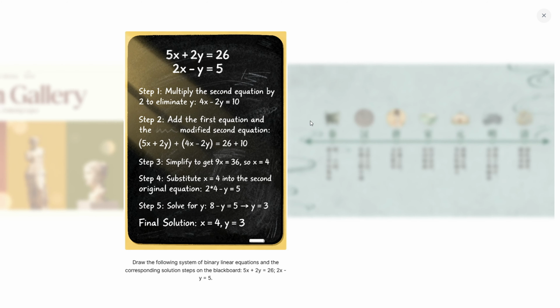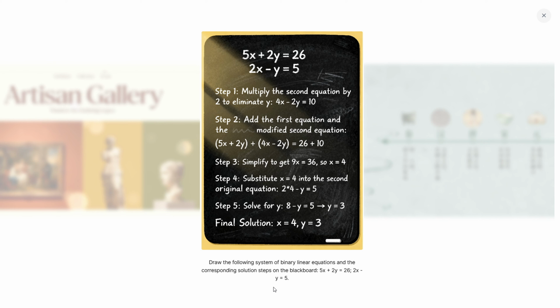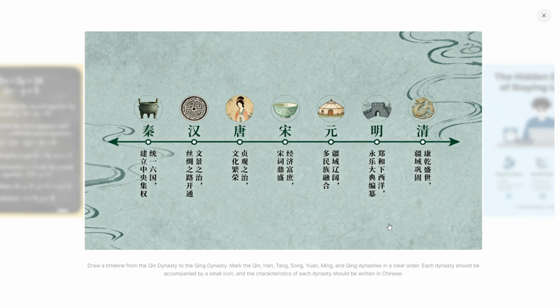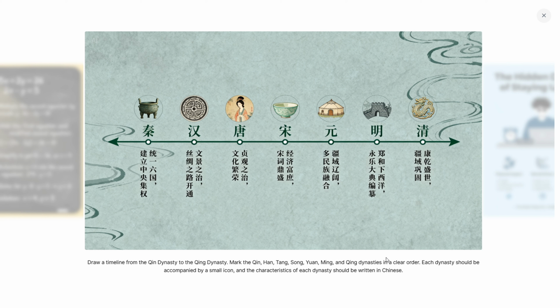Another image we have is this: draw the following system of binary linear equations. The equation in the prompt you can see right now, and it generated perfectly a step-by-step method like a school board. So yeah, you can use it in the future if you want to teach and explain it in a visual way. And another image we have is this Chinese text. I am not a very experienced guy in Chinese Mandarin, so I'll skip this.